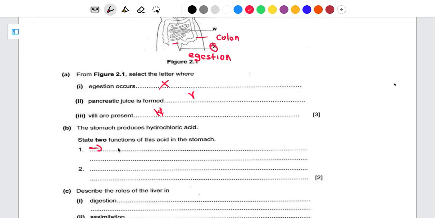This is because it allows the activation of other enzymes, like pepsinogen into pepsin, for it to be active. So it is very important to activate pepsin from pepsinogen. The inactive form of pepsin is pepsinogen.